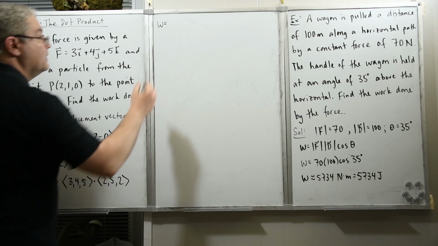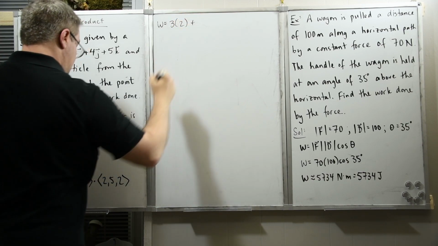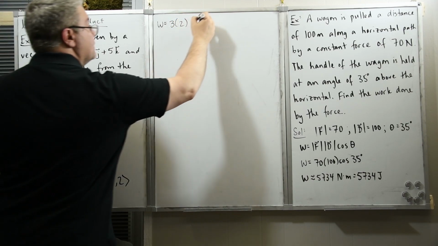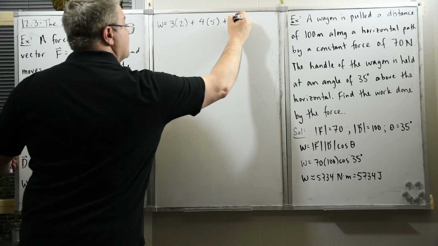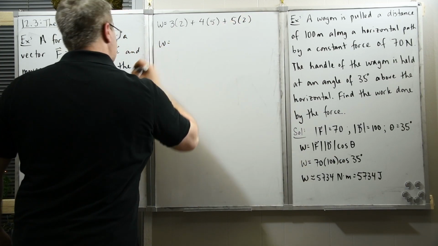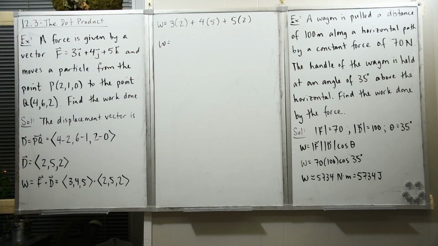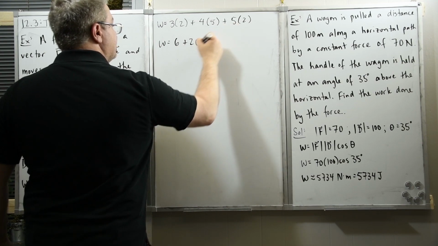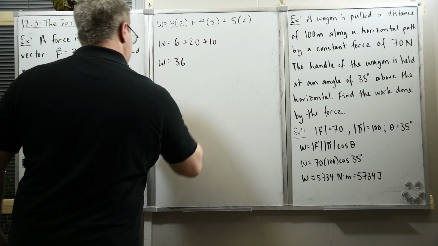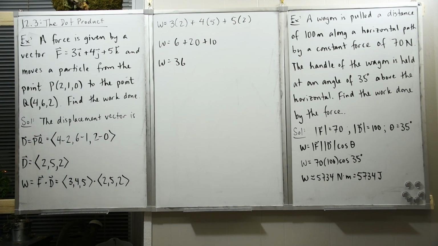We'll have 3 times 2 plus 4 times 5 plus 5 times 2. And that gives us, well, 3 times 2 is 6, 4 times 5 is 20, 5 times 2 is 10. Add it all together, and you get W is 36. No units are given, so this is as good as it gets here. And with that, section 12.3 is finished.